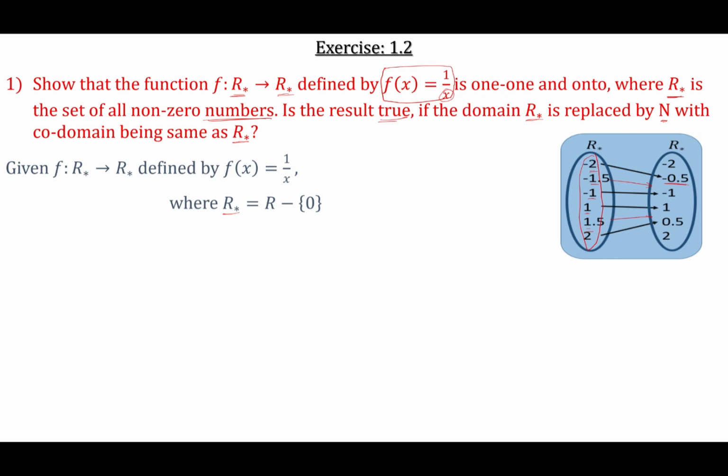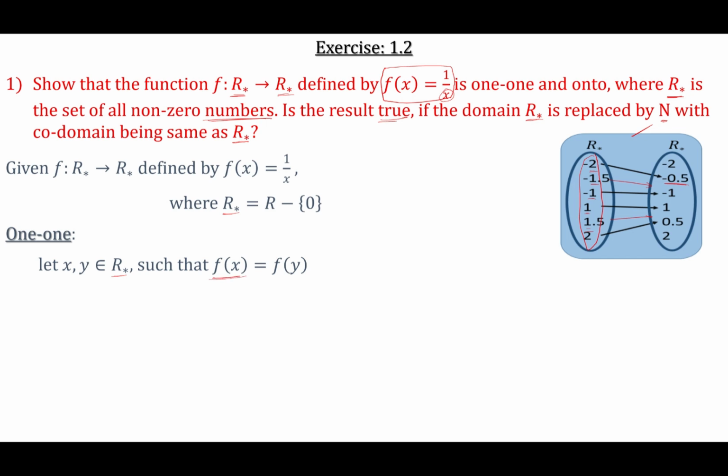Now, by drawing the figure, it is a 1-1 function as well as onto, but I will prove onto later. Now, let us prove the 1-1 function first. Let x, y belong to R star, which means any real number, such that f of x is equal to f of y. This is the condition of a 1-1 function. If f of x is equal to f of y, now what is the definition?